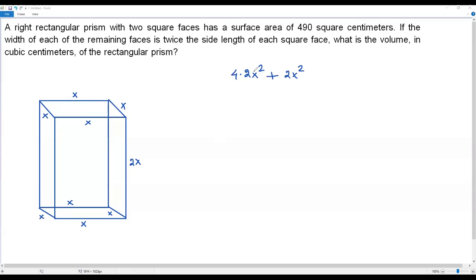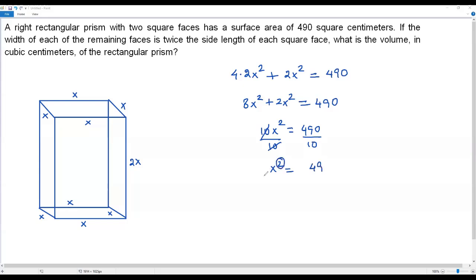So when I add the area of the 4 rectangular faces and the area of the 2 square faces, I get the total area of all 6 faces. That's the surface area of the prism. It has to be equal to 490 according to the information. So 4 times 2 is 8x square, plus 2x square equals 490. So I get 10x square equals 490. Then I divide both sides by 10, so the 10 cancels out. I get x square equals 49, since 490 divided by 10 is 49.